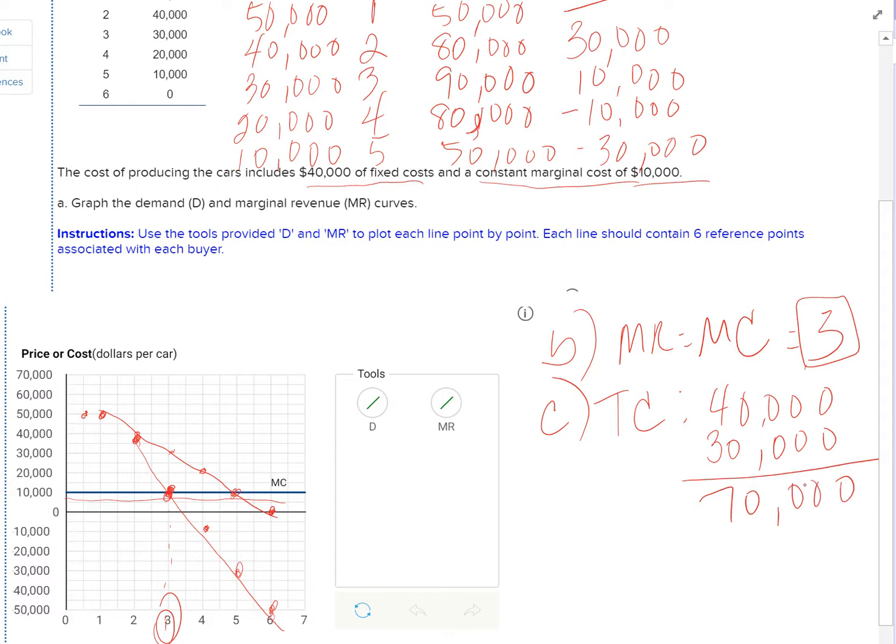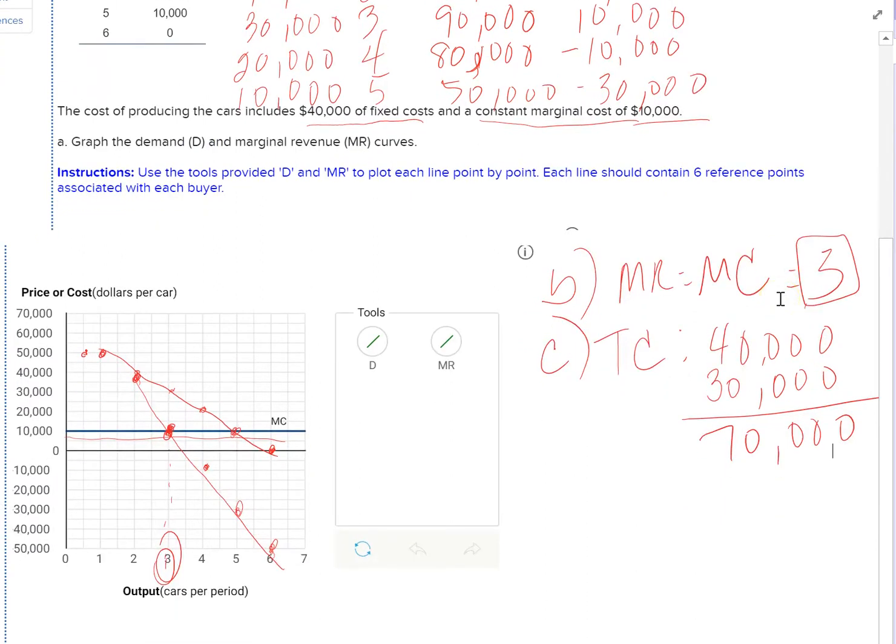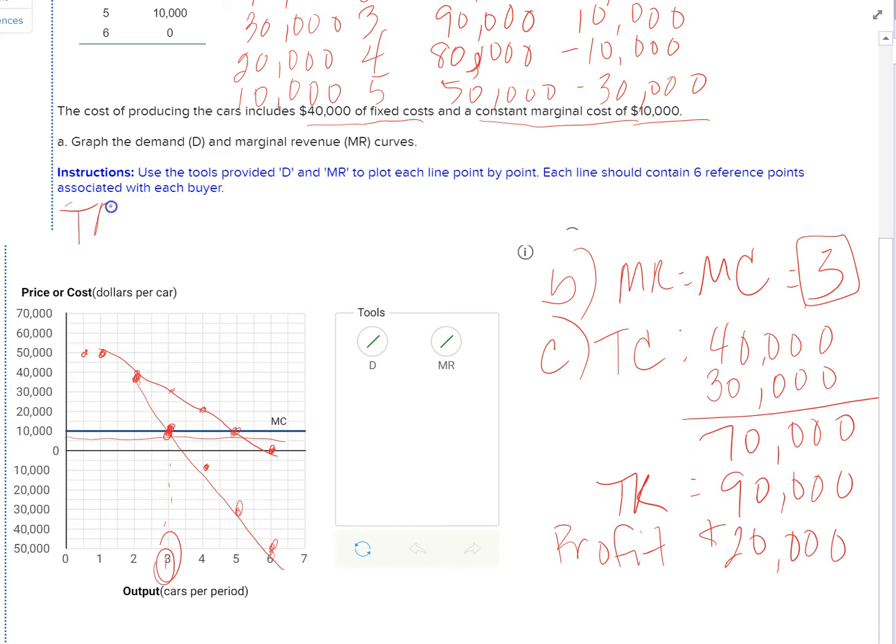Those 3 cars are going to sell for, we've seen this already, 30,000 each. So our total revenue for those 3 cars is going to be 90,000, right? We sell each one for 30,000. So total revenue of $90,000 minus total costs of $70,000 leaves profit of $20,000. So when they ask you about profits, you just need to remember the formula. Profit is total revenue minus total costs. So all that information is given, you just have to find it and put it all together in a way that helps you see those things.